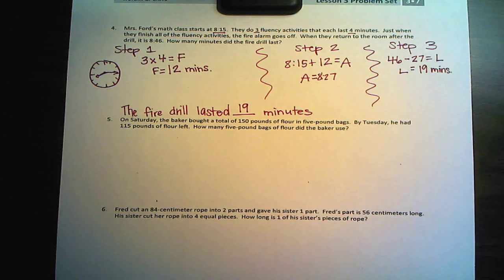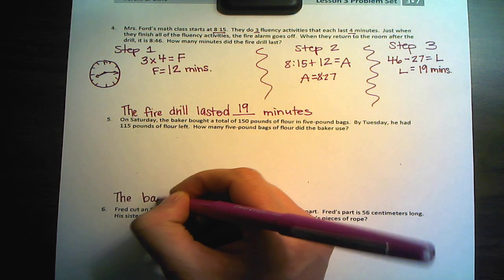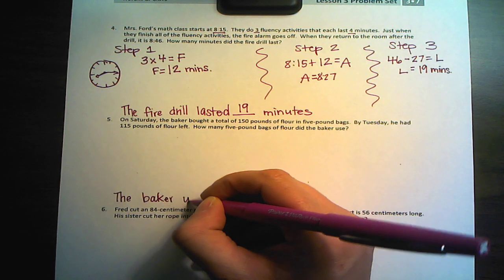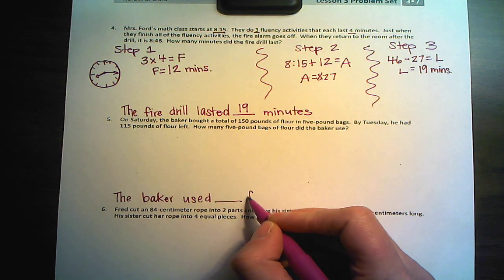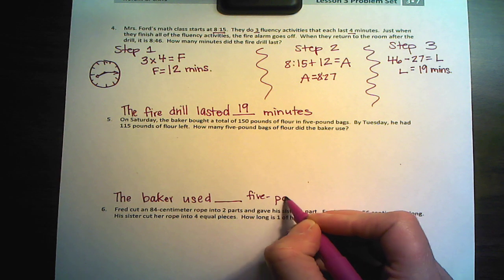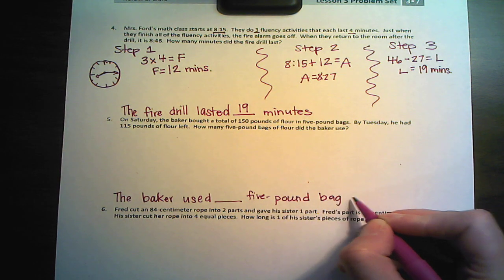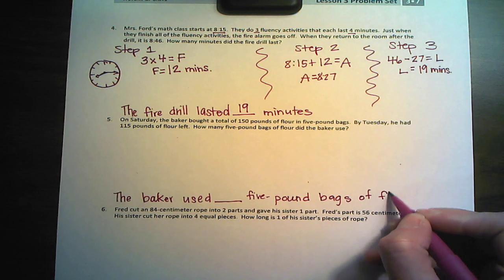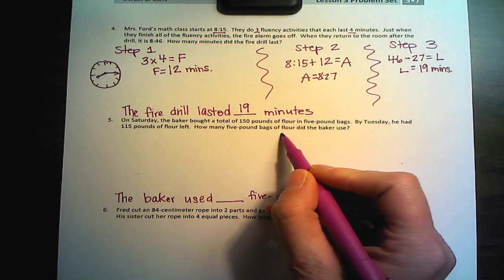So our sentence is going to say, the baker used blank 5-pound bags of sugar. Flour, excuse me. Okay. So, what do you think our first step, if you were doing this on your own, what would you do for the first step?